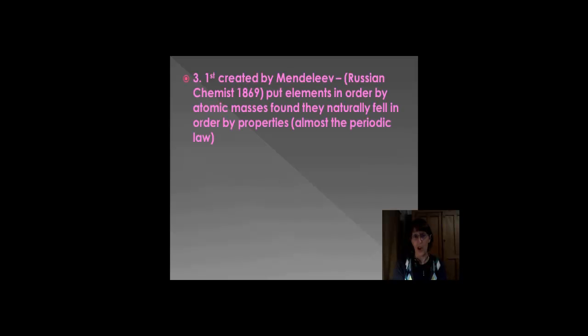But the big dog came along in 1869, a guy by the name of Dmitri Mendeleev. He was a Russian chemist and teacher, and he put the elements in order by their atomic masses, and he found that when you put them in order that way, they naturally fell into order by the properties, as long as you left some blank spots for some elements that he thought hadn't been discovered yet. So he's really close to something called the periodic law. But at this time, they didn't know what the atomic numbers were. And our periodic table today is organized by atomic number. He had them in order by atomic masses, so there were some discrepancies there, things that didn't quite work out.